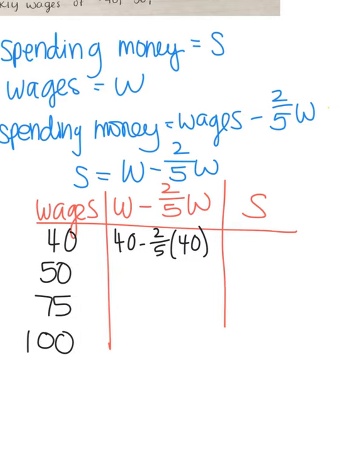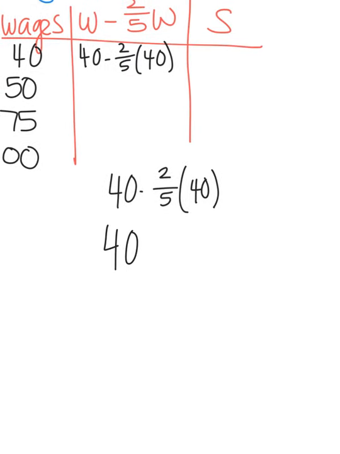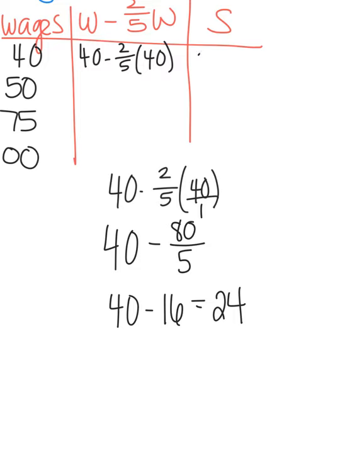So if I wanted to do 2/5 times 40, or solve this problem like this, right? 40 minus, remember I can make this over 1. 2 times 40 is 80 over 5, like that. And if I do 80 divided by 5, that is 16. So I get 40 minus 16 to get 24. So that's what I have left there.